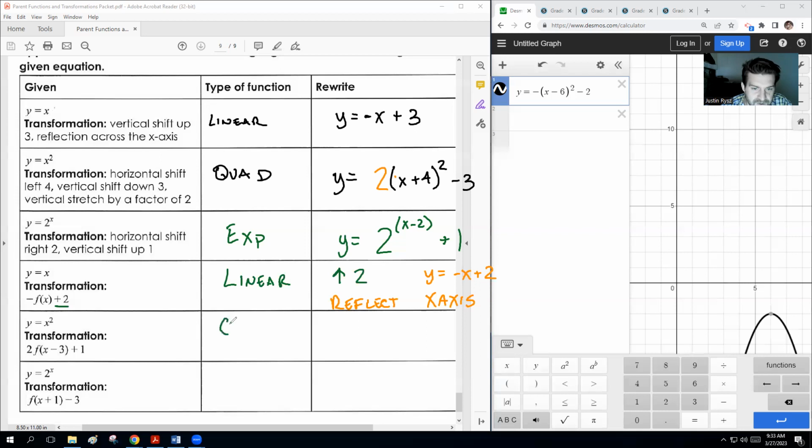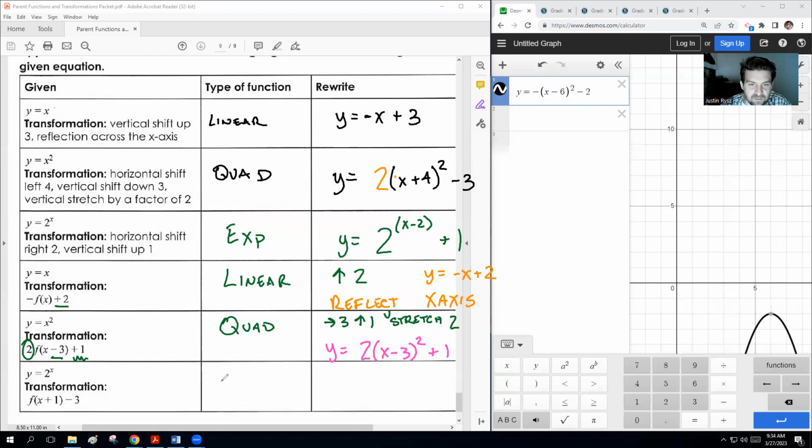All right, next we got a quadratic. If we look at this one here, we got a lot going on. We got it to the right 3, up 1, and then stretch 2, vertical stretch. If we're going to rewrite that, inside we're going to subtract 3, add 1. So this is almost the exact same as what it has, times 2.